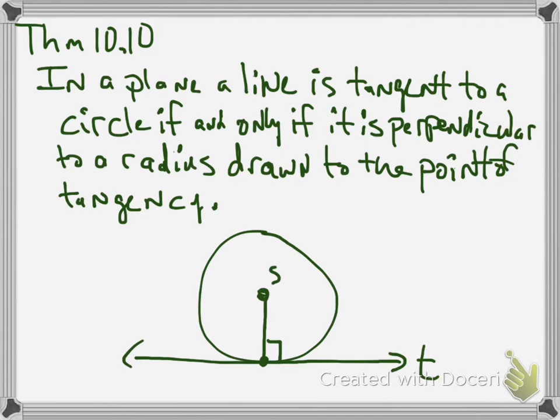Theorem 10.10. In a plane, a line is tangent to a circle if and only if it is perpendicular to a radius drawn to the point of tangency. In other words, you've got a line that's tangent. There is a radius that will touch that tangent point. It will make a 90-degree angle. And there you go. So how do I use that? Well, I'm glad you asked.